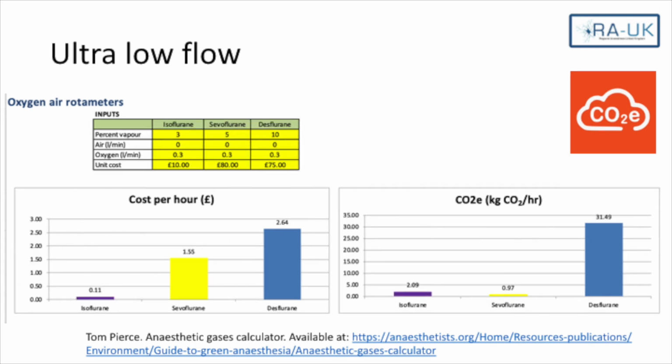If we go ultra low flow, which is my typical practice at steady state, but is not done in many countries, including America, where they have thresholds for this, we can see that there are some further carbon dioxide benefits, particularly with desflurane, having said that the benefit with sevoflurane is much less. 31 kilos of carbon dioxide is roughly equivalent to 100 kilometers in a modern car, and sevoflurane 1 kilo would be roughly equivalent to 3 or 4 kilometers in a car per hour.